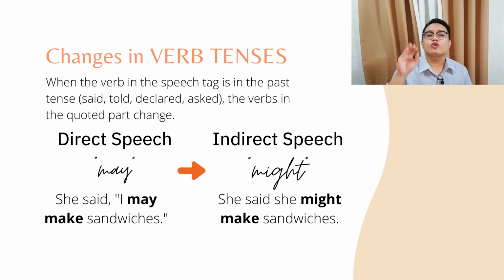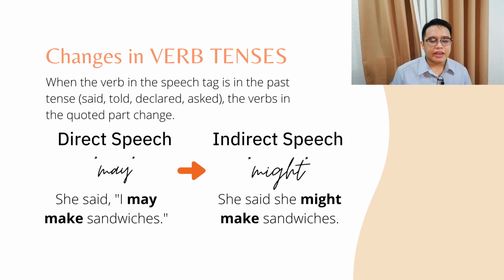May to might. So mugamit ta, we're going to use may in the direct speech, and in the indirect speech we use might. So in our example, she said I may make sandwiches. In the indirect speech we say she said she might make sandwiches. Okay? So from may, the conversion will be from may to might.